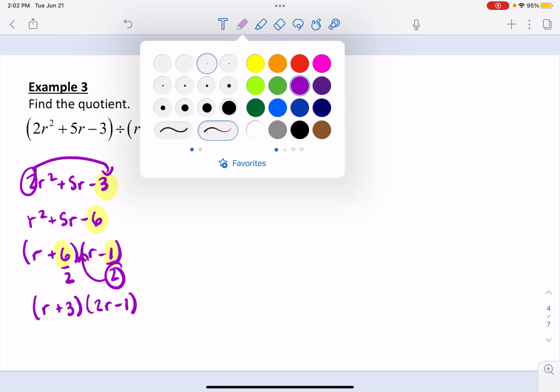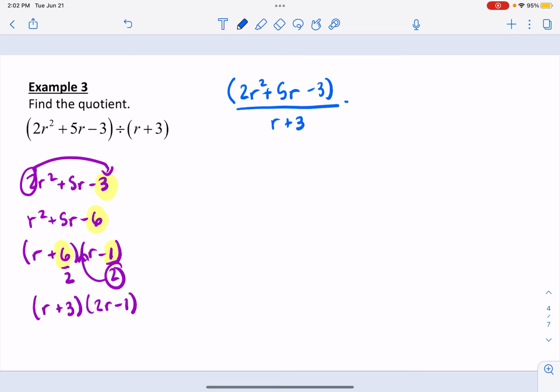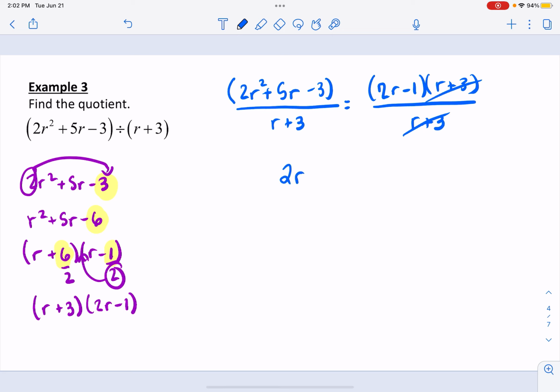Okay, so going back to our problem, that means this turns into 2r minus 1 times r plus 3 over r plus 3. The r plus 3's cancel, so we have 2r minus 1.